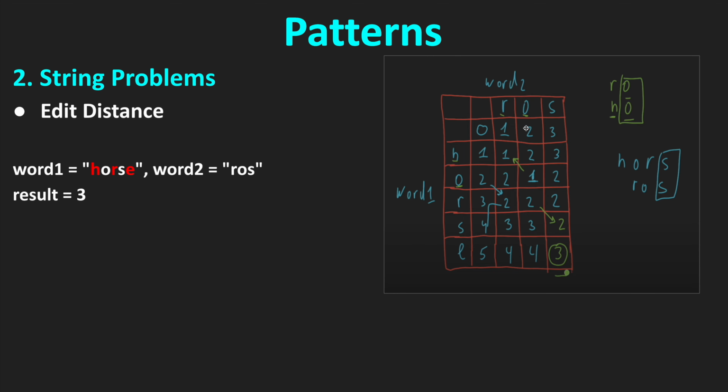We don't need to make any changes because O is equal to O, and then we need to find what was the value for the h and r, right? For this subproblem h, r, what was the minimum number of changes that we need to make? The minimum value is 1. So we are taking that value to here, right? So now for the RO and the HO, we need to make only one change here, right? We need to either replace H or replace R, and we will have two equal strings.